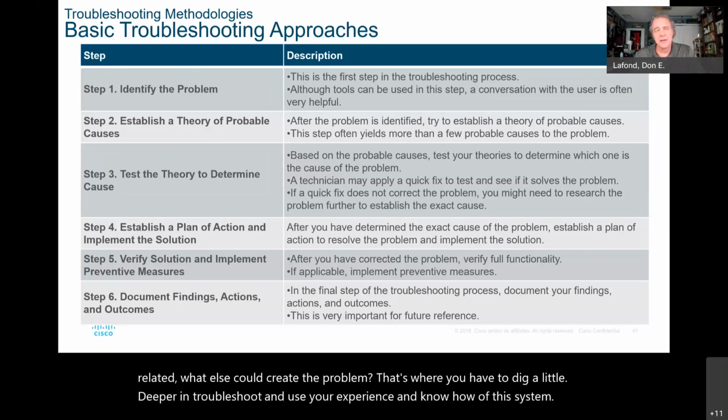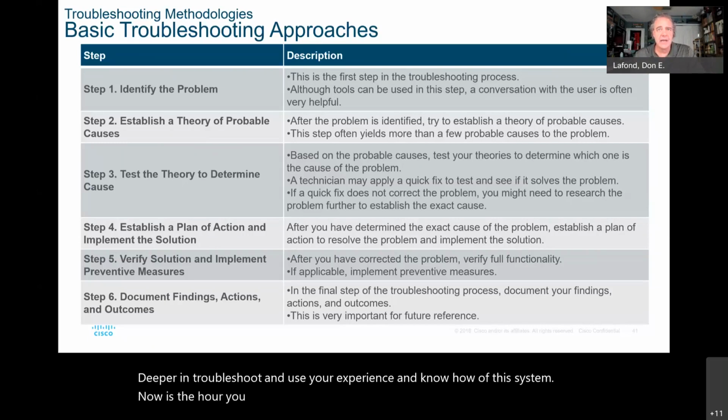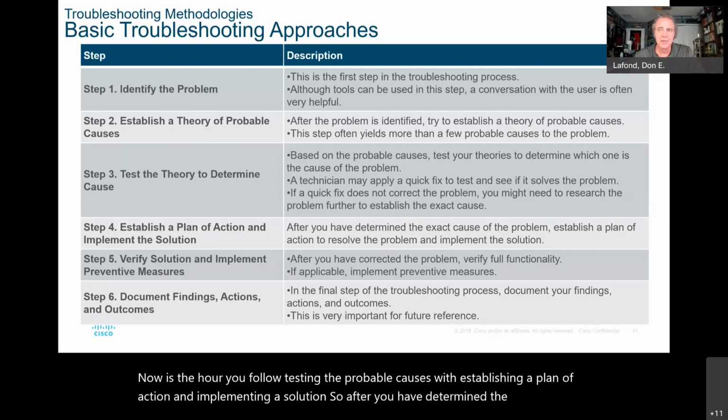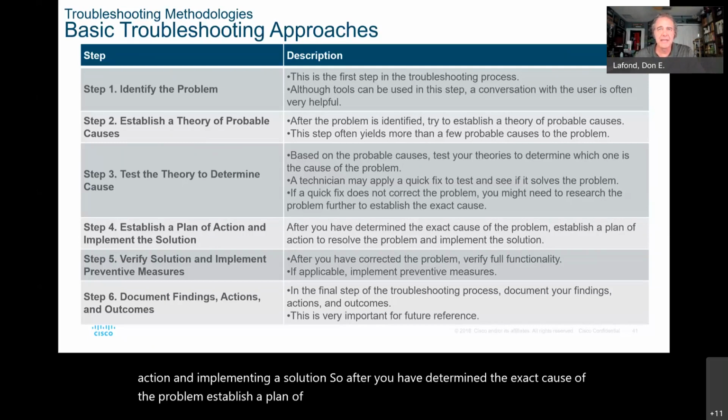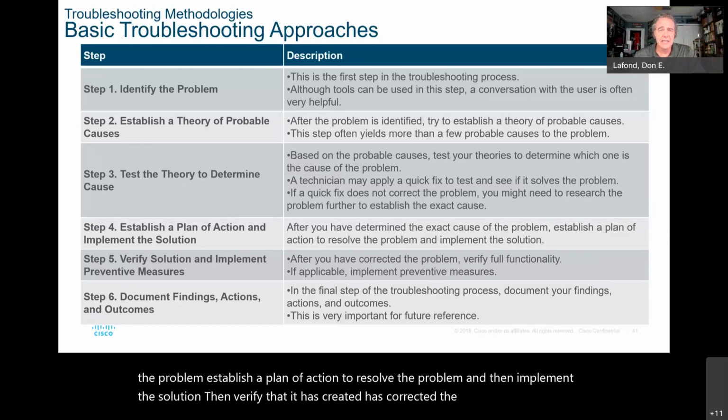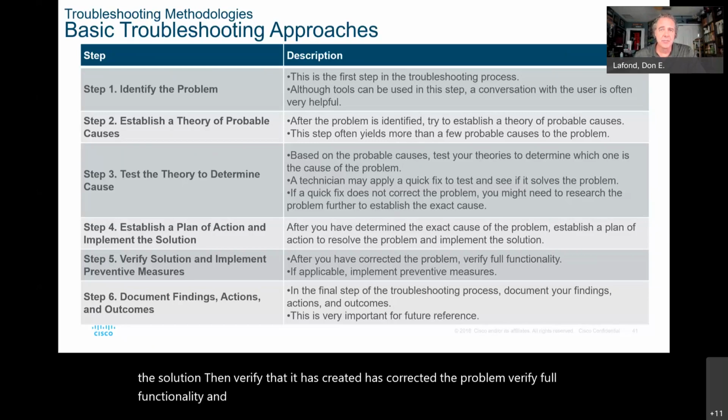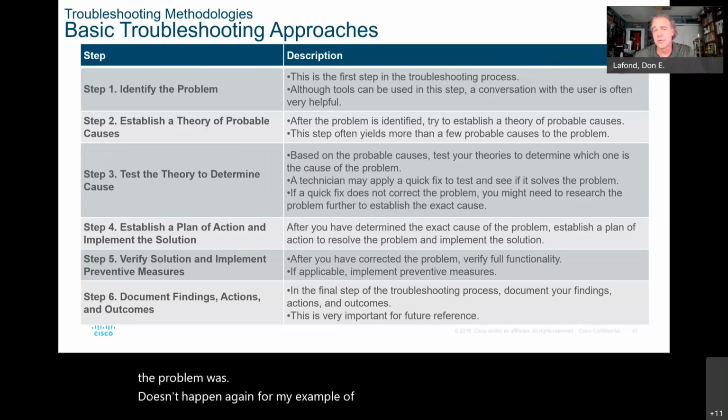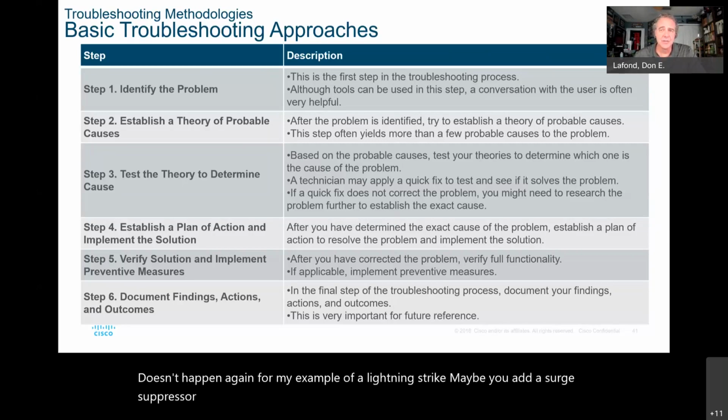Now, you follow testing the probable causes with establishing a plan of action and implementing a solution. So after you've determined the exact cause of the problem, establish a plan of action to resolve the problem and then implement the solution. Then verify that it has corrected the problem. Verify full functionality and ultimately implement preventative measures to ensure whatever the problem was doesn't happen again. For my example of a lightning strike, maybe you add a surge suppressor in the line to help protect your equipment.